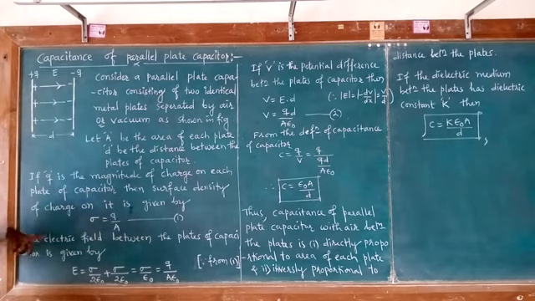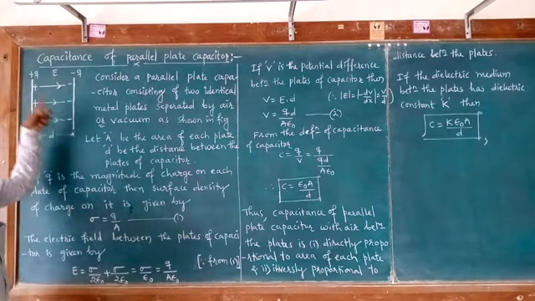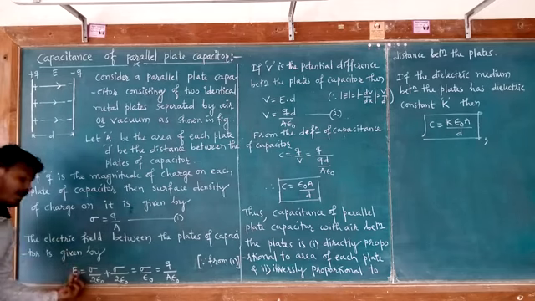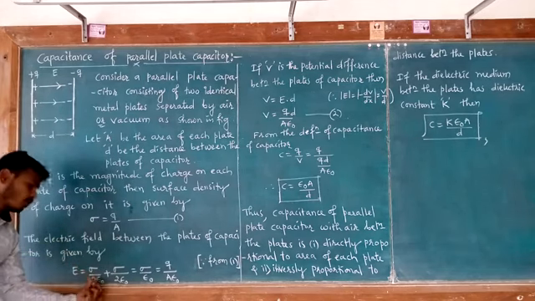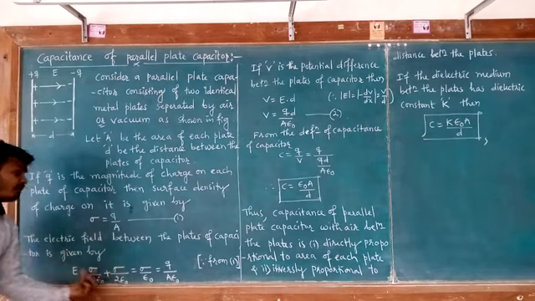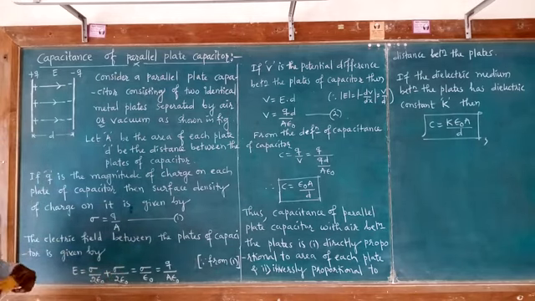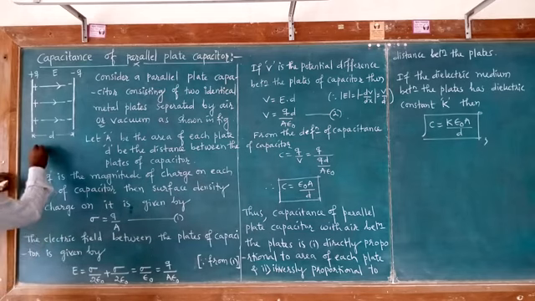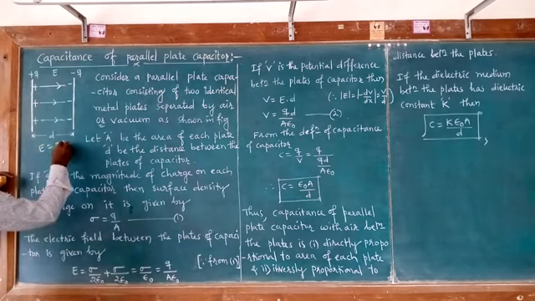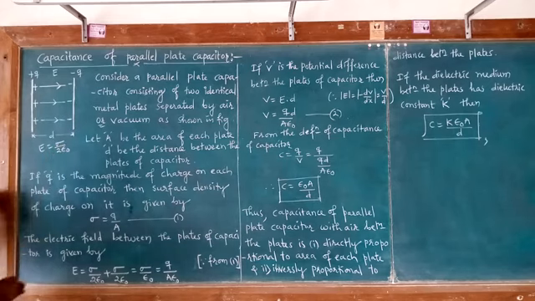The same way, the electric field in between the two plates of the capacitor is given by E is equal to sigma upon 2 epsilon naught plus sigma upon 2 epsilon naught. Basically, in the chapter of electric charges and fields, we know that the electric field due to an infinite thin plane sheet is E is equal to sigma divided by 2 epsilon naught.